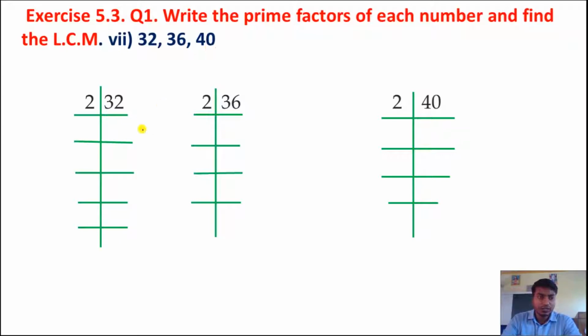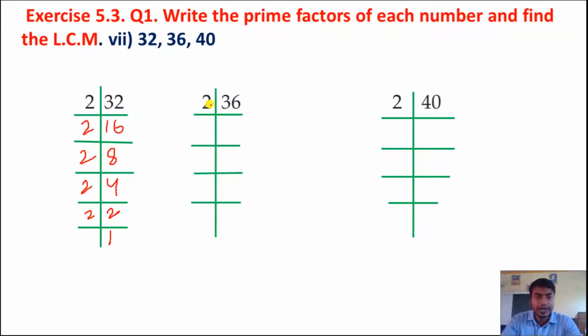All are even numbers, so easily we can divide by 2. So let's divide. First we will divide by 2: 2 ones are 2, 1 left, 2 sixes are 12. Now again we can divide by 2: 2 eights are 16. Again we will take 2: 2 fours are 8. Again we can take 2: 2 twos are 4. Again 2 ones are 2. Clear? So this is the prime factorization of 32.